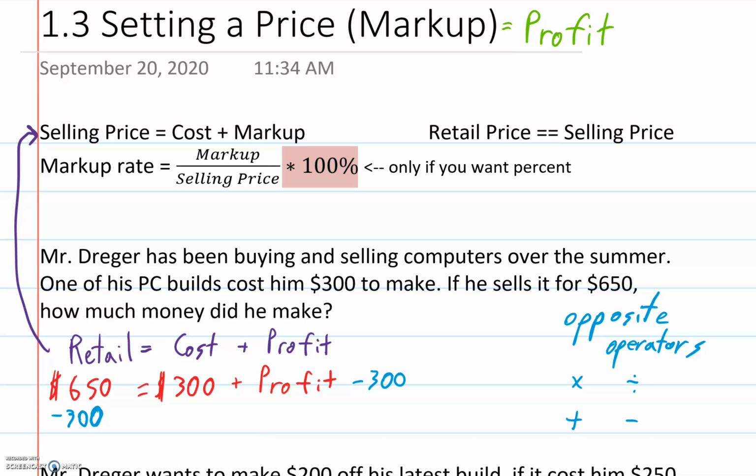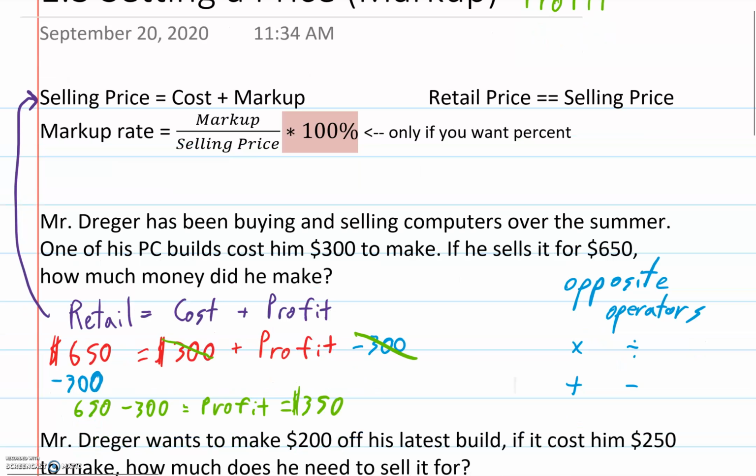So now we have, let's write this out, 650 minus 300 equals profit. Let's just remind ourselves, so 300 minus 300 equals 0, so that's why we can cancel. So that means our profit is $350. That's pretty good. I made $350. I didn't make $650 when I sold it, even though that's what I end up with in my hand. It cost me some to make it. So the profit is $350.